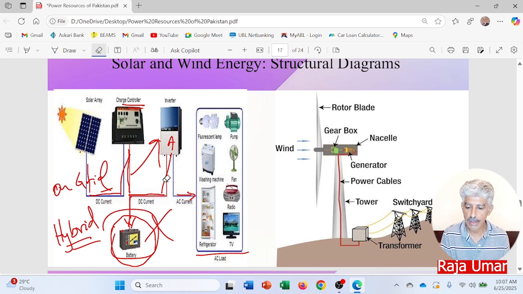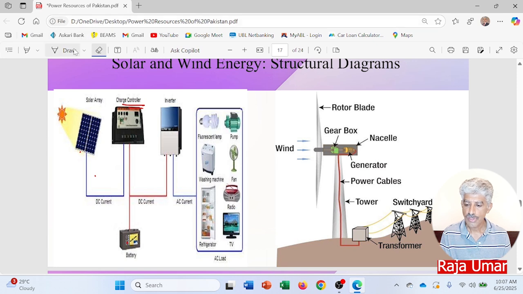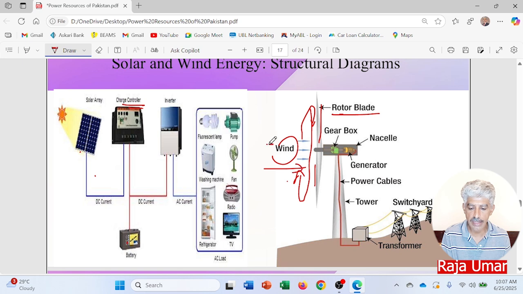Now talking about the wind energy, how the wind turbines work. On the right hand side of my screen you can see the structural diagram of wind power. So, rotor blades, we are having the cross sectional diagram of the wind turbine, and here are the blades and they are rotating like this, and the wind direction is coming from here and these blades are rotating and they are known as the rotor blades.